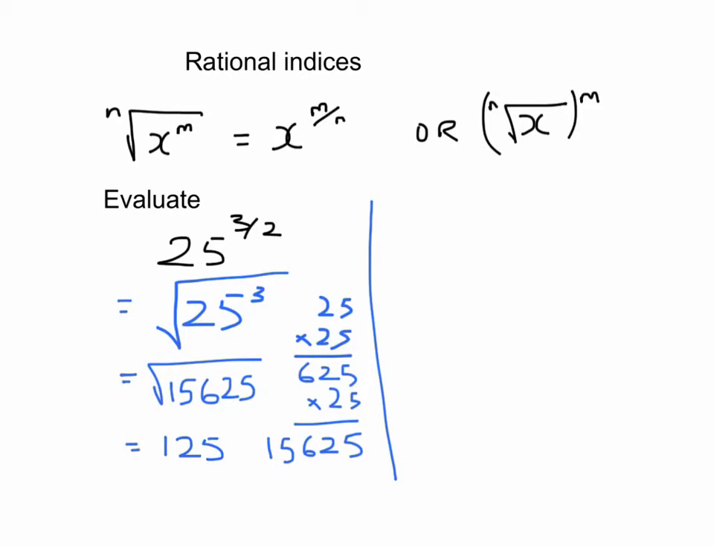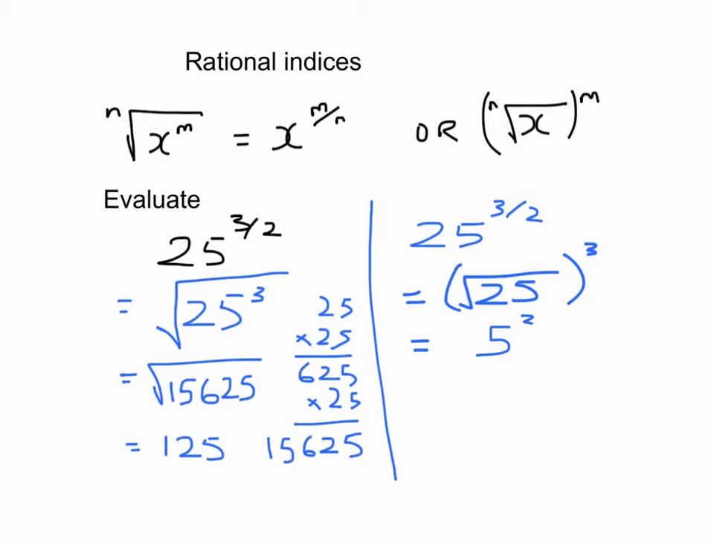If you do it the right hand side way, you take the power of half first, which means you square root the 25 first, and then you cube it. So you get 25, square root of that, and then cube it. And you can see that you get smaller numbers to work with. So the square root of 25 is 5, and then you cube that, and it's much easier to cube 5 than it is to do all this stuff over here. So 5 squared is 25, and so 5 cubed is 25 times 5, which is 125.